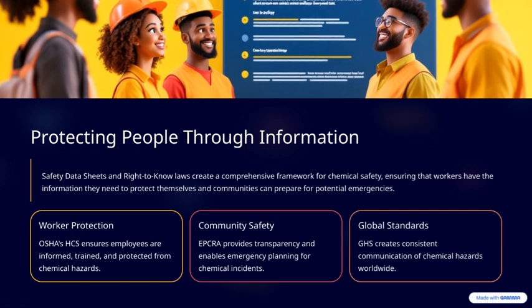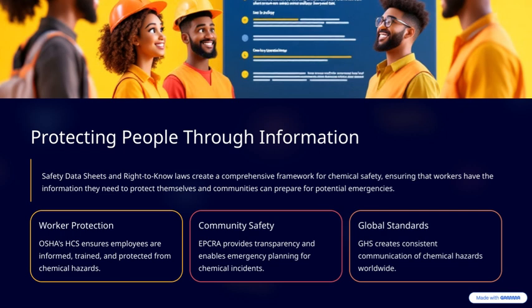In terms of community safety, OSHA's Hazard Communication Standard, or HCS, makes sure that employees are not left in the dark. They are informed, trained, and protected from potential chemical hazards in their workplace. This leads us to worker protection, which is at the heart of all these efforts. Safety data sheets and right-to-know laws form a comprehensive framework, giving workers the vital information they need to stay safe. And, importantly, they help communities prepare for emergencies by ensuring everyone is aware of the hazards and knows how to respond. Ultimately, all these measures work together to protect people through information.